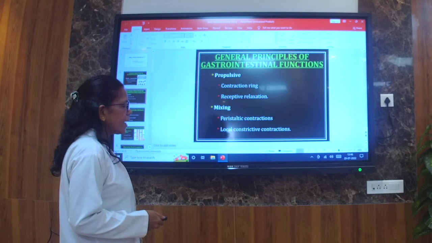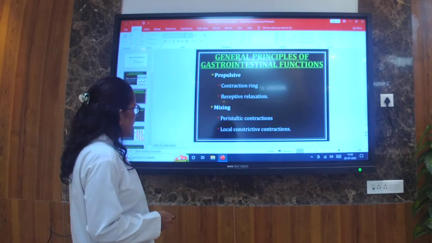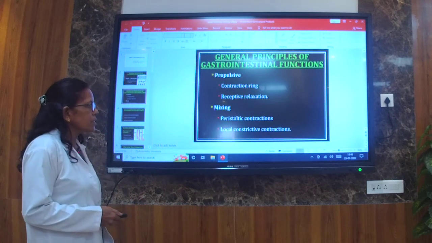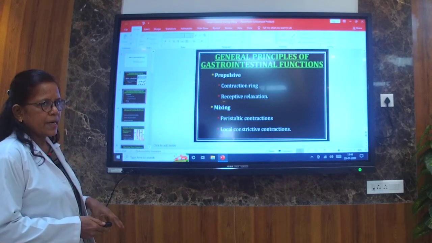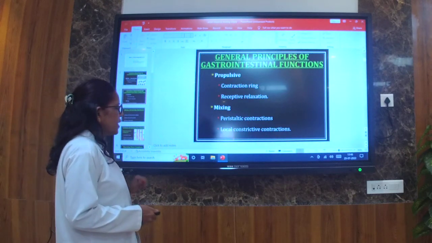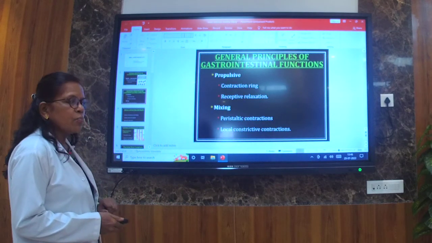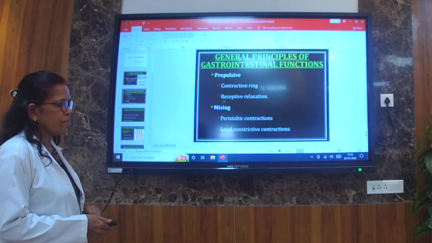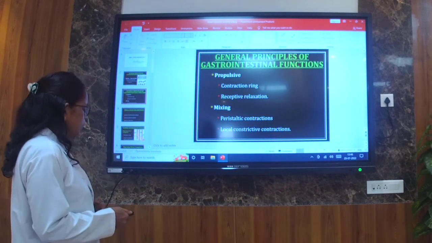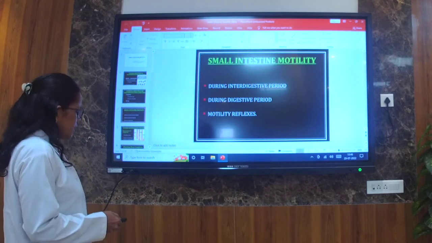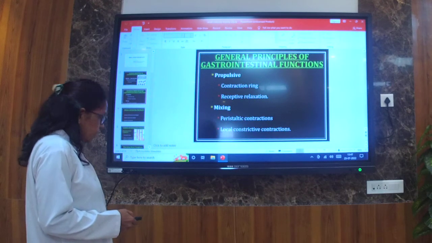That is called receptive relaxation. And the second movement is the mixing movement. Mixing movement includes peristaltic contractions and local constrictive contractions, so that all the food entering the stomach and intestine gets mixed thoroughly, and chyme or smooth bolus is formed, which moves forward into the small intestine. So these are the propulsive and the mixing movements.